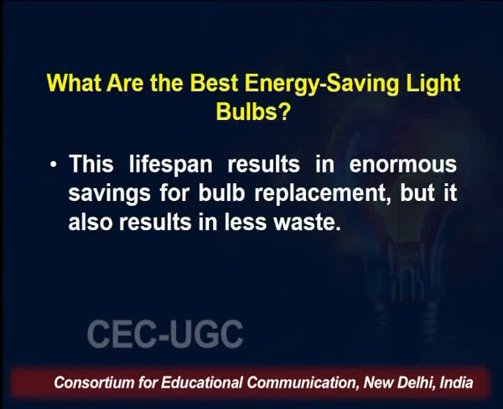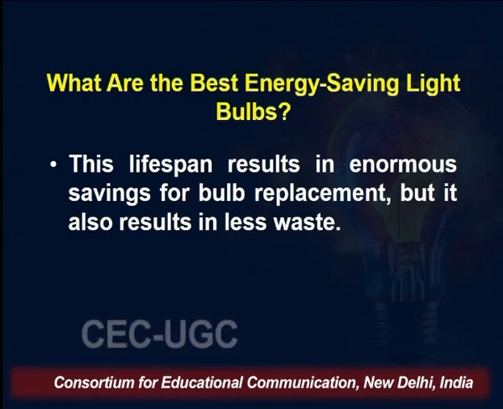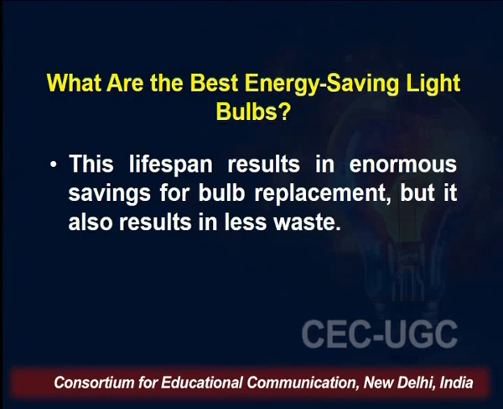So next question, what are the best energy saving light bulbs? We can say the long lifespan results in enormous savings on bulb replacement, and it also results in less waste, again the LED. So what makes them so great? These bright lights are dimmable, and LED lamps are incredibly durable, shatterproof and shock resistant. Unlike their strongest competitor, CFLs, LEDs do not use mercury vapor or any other dangerous chemical. So that's why LEDs are most commonly used.